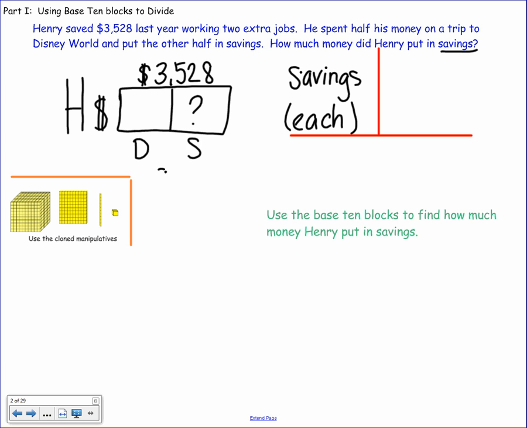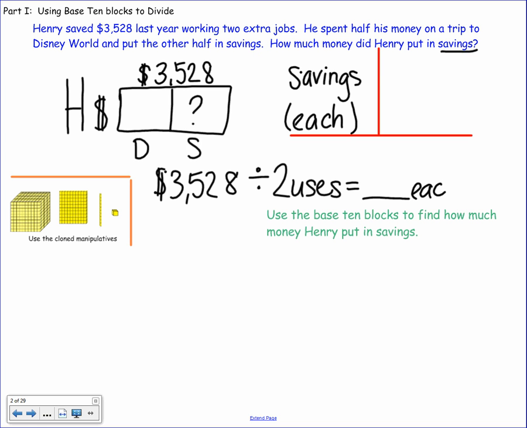So for example, it would be $3,528 divided by 2 uses, because he's using it for savings and for Disneyland, equals how many, and I do that with a line, in each. How much each. So writing it like that really makes them think about what they're looking for and what the question is asking, and so if there's a remainder, it makes it much easier for them to determine if that remainder would change our quotient or not.